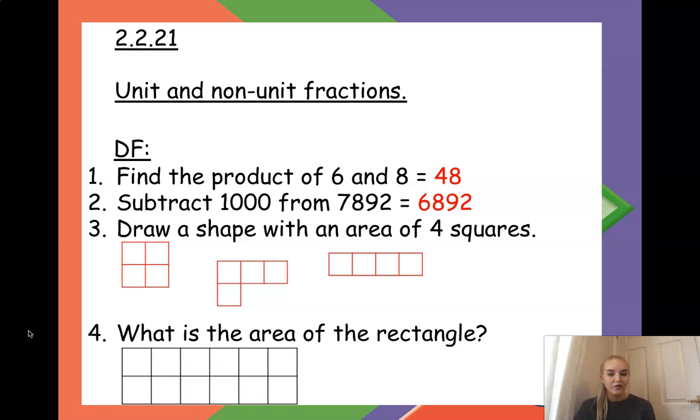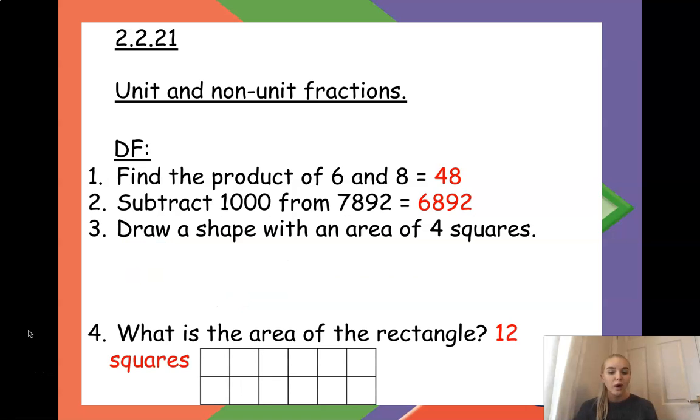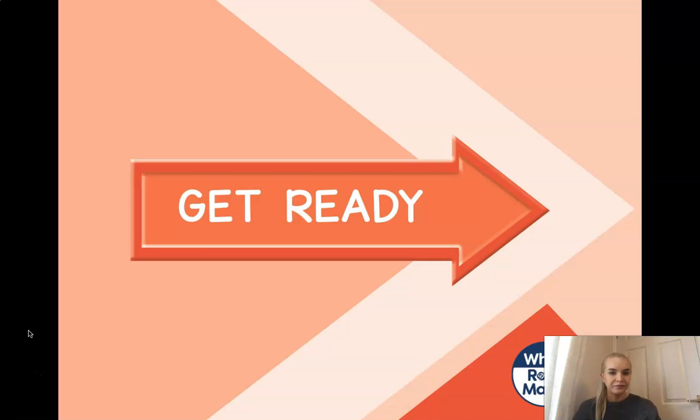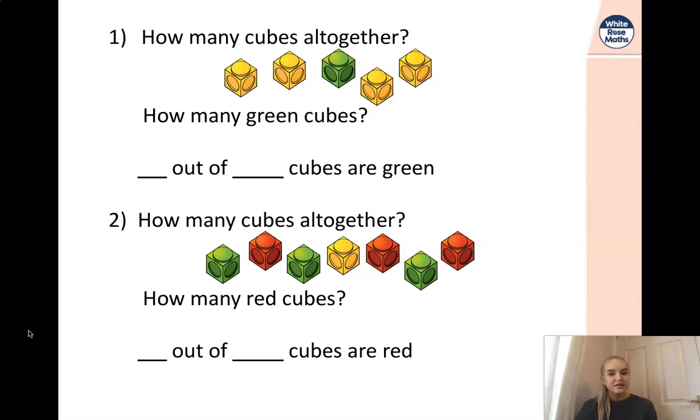You could have had multiple shapes that you drew here, including any of the ones that were there. So we have a square with an area of 4, a rectilinear shape with an area of 4, and a rectangle with an area of 4. Finally then, what is the area of the rectangle? Well, we can count all of the squares and find that they have 12 squares, so it has an area of 12 squares. Okay, just some more questions here now to prepare you for today's lesson. So if you pause the video again and just answer the following questions, please. Off you go.